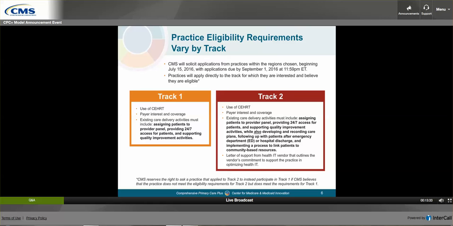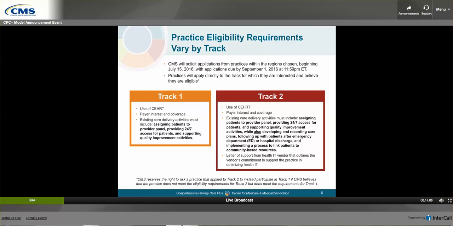In addition, though, in Track 2, practices must also develop and record care plans, follow up with patients after emergency department discharge or hospital discharge, and implement a process to link patients to community-based resources. In addition to these care delivery requirements, Track 2 practices must apply with a letter of support from a health IT vendor or vendors that outlines the vendor's commitment to support the practice in optimizing health IT.